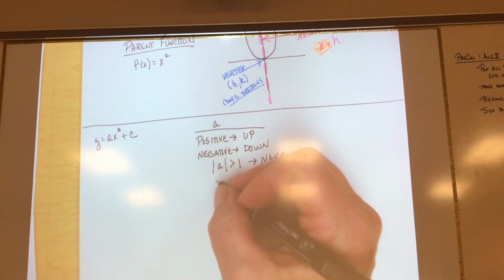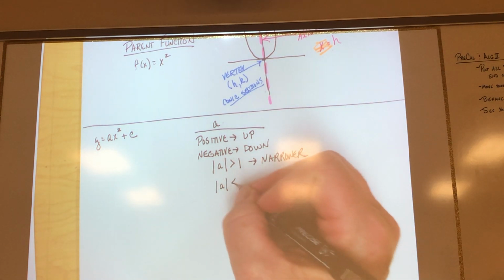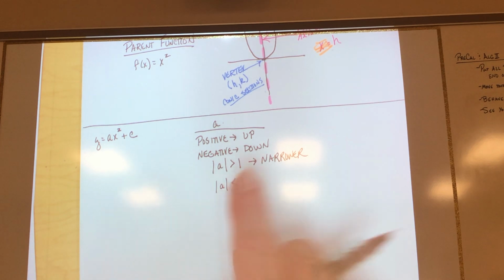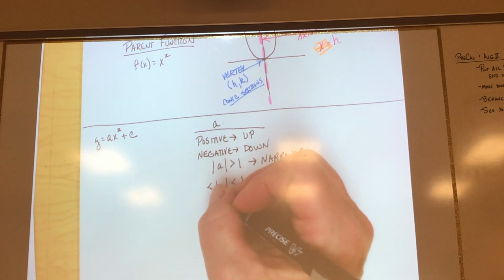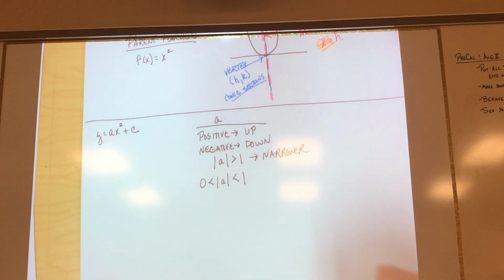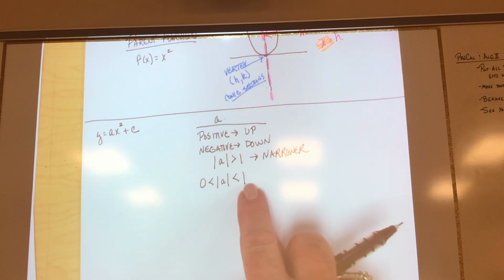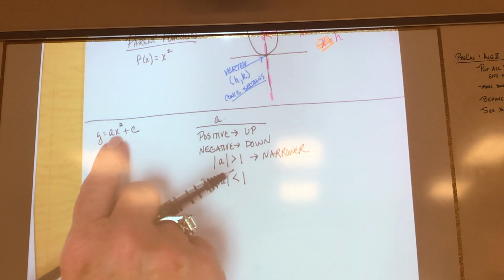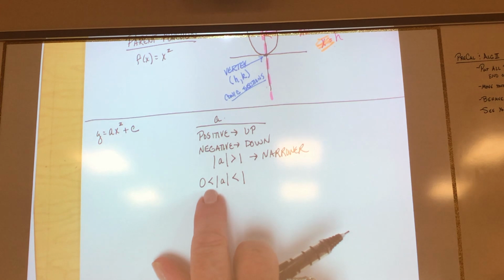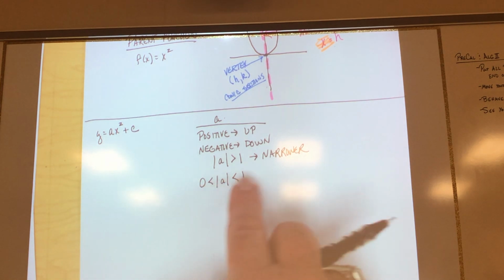Okay, so what if the absolute value of A is less than 1? But he has another restriction. Because he's an absolute value, what is he always going to be greater than? 0. Okay, so he might be less than 1, but he is going to be greater than 0. Now y'all, he can't be 0 because then you wouldn't have an x squared, okay? So that's why I didn't put the equal sign there. So he's between 0 and 1.